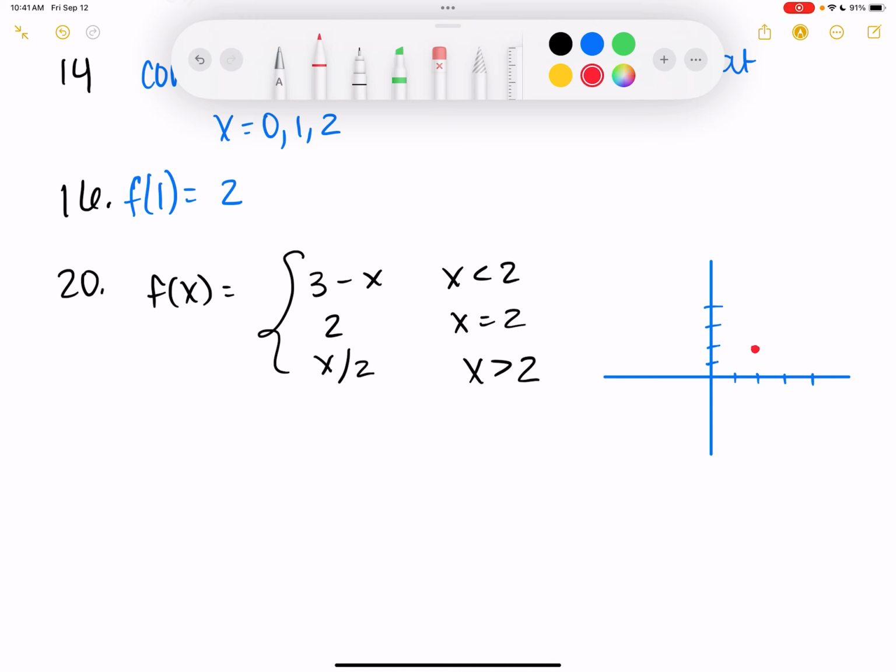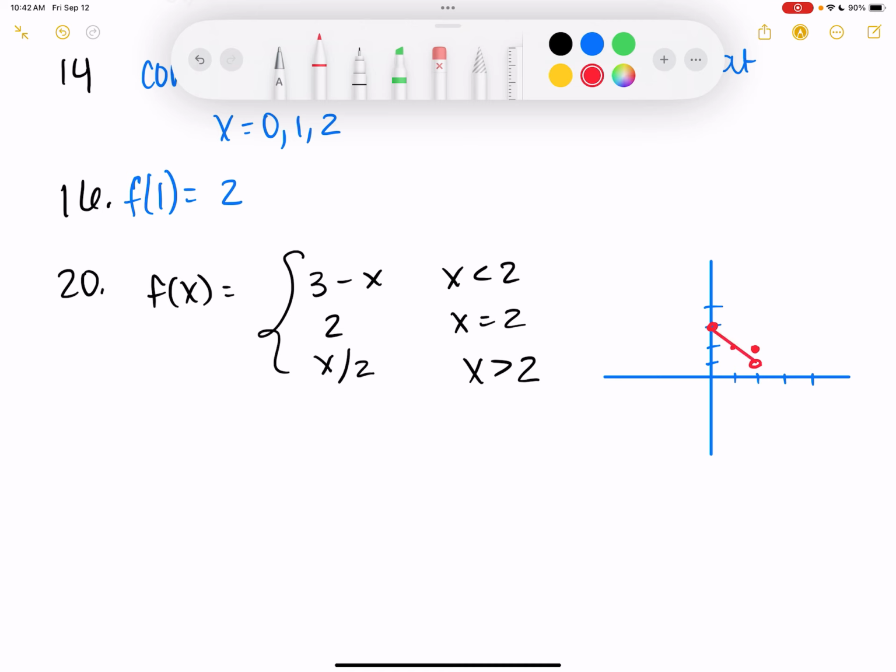Now, when x is less than 2, so that means anywhere on the left side over here of 2, I have 3 minus x. So what I would do is graph this like a normal equation of a line, basically. So I would have an intercept at 3, slope of -1, down 1, right 1, down 1, right 1. But I know that this is only less than 2, so I'm going to put an open circle there. And then I'm going to connect this like that.